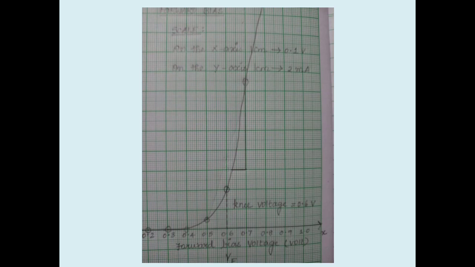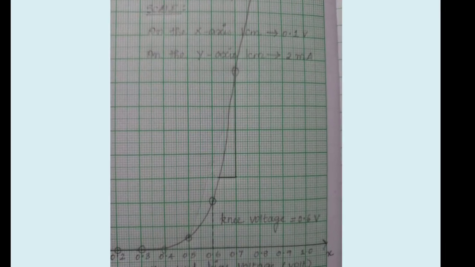So, the knee voltage is equal to 0.6 volt. Next, we need to find out the forward resistance of the diode. For that, we need to draw a slope. Always take a slope from the points where we have not plotted. So, I have drawn a slope here.